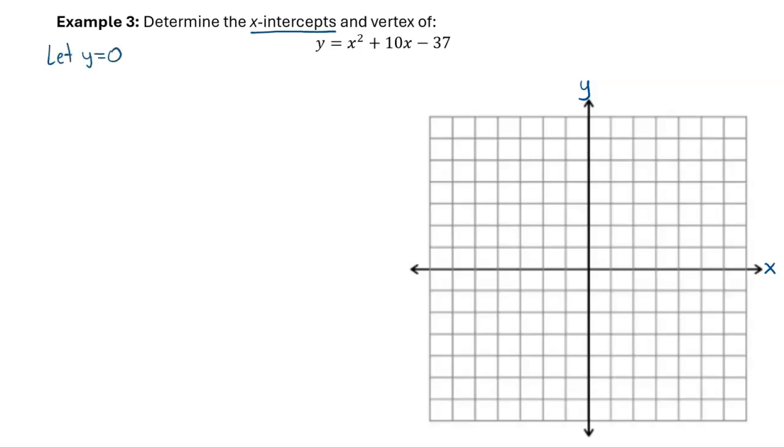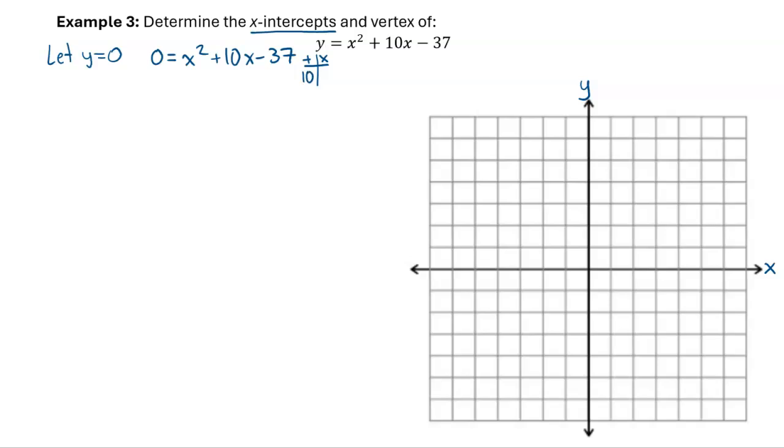And if we let the y value be 0, well, that happens along the x-axis you can see on the grid there, then that means that we get 0 equals x squared plus 10x minus 37. And so now that looks very familiar to us. That's something that we've looked at in the last two examples. So we go ahead now and we try to factor that if we can. We want to factor it, and if we can't, we have to use the quadratic formula, but factoring is easier.